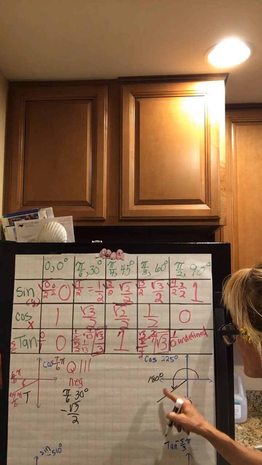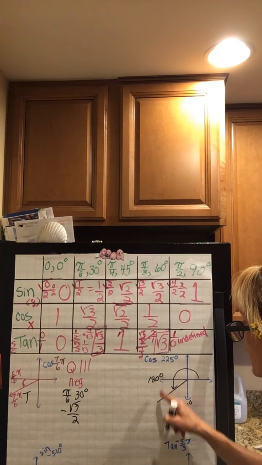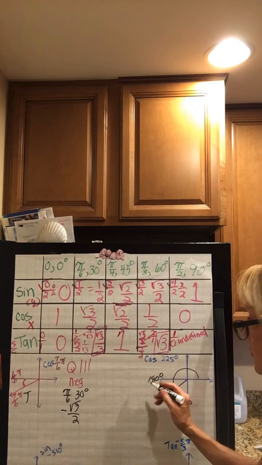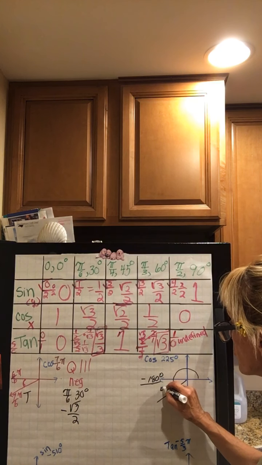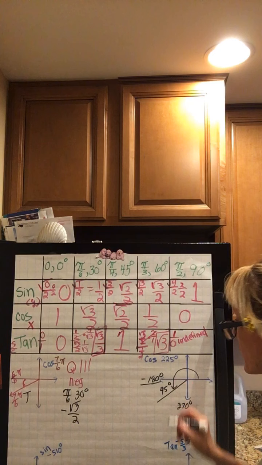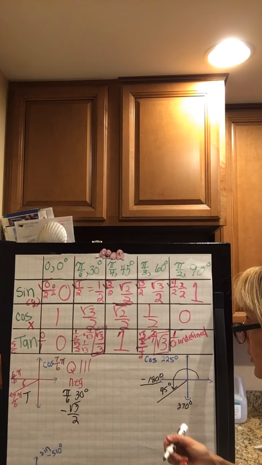So I'm looking for the distance from here to the x-axis. So you would take 225 minus 180. That's how you get it, 225 minus 180. So my reference angle is 45 degrees. That's your reference angle. So there you go.